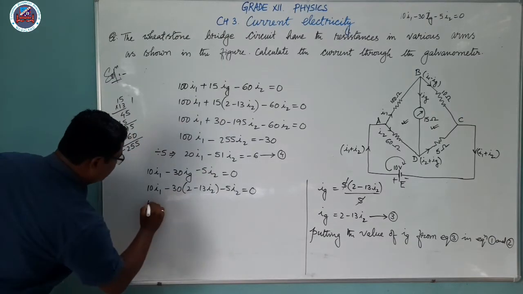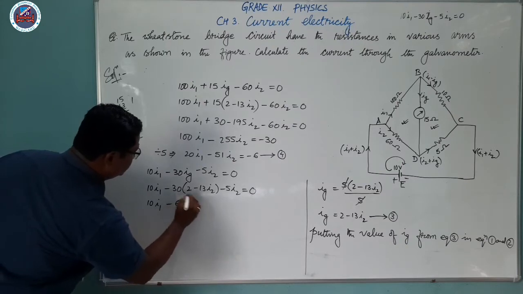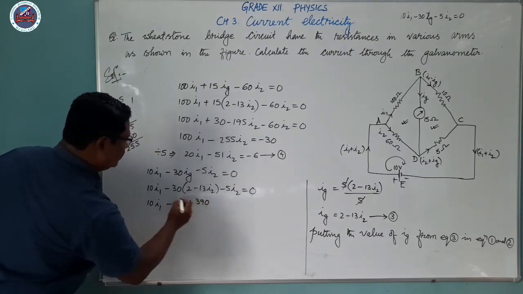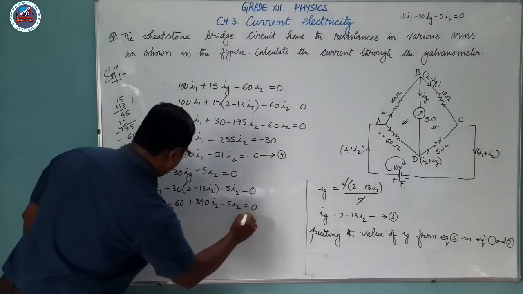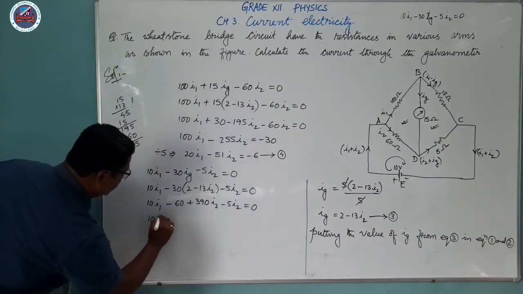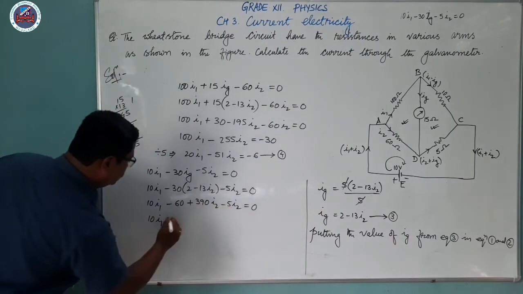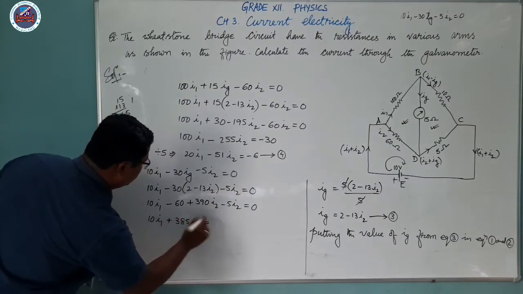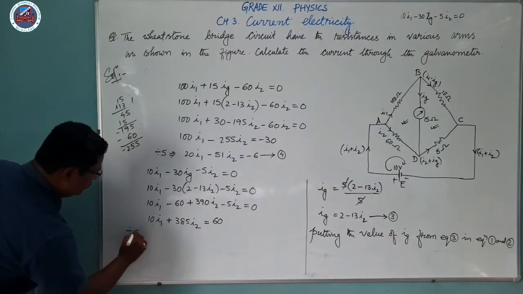So we'll open the bracket. 10I1 minus 3 times 2 is 6, 60. Then minus into minus is plus. 13 times 30 is 390 I2, minus 5I2 is equal to 0. So 10I1, then I2 plus 390 minus 5 is plus 385 I2 is equal to minus 60, which will become plus 60. Here also you can divide by 5.